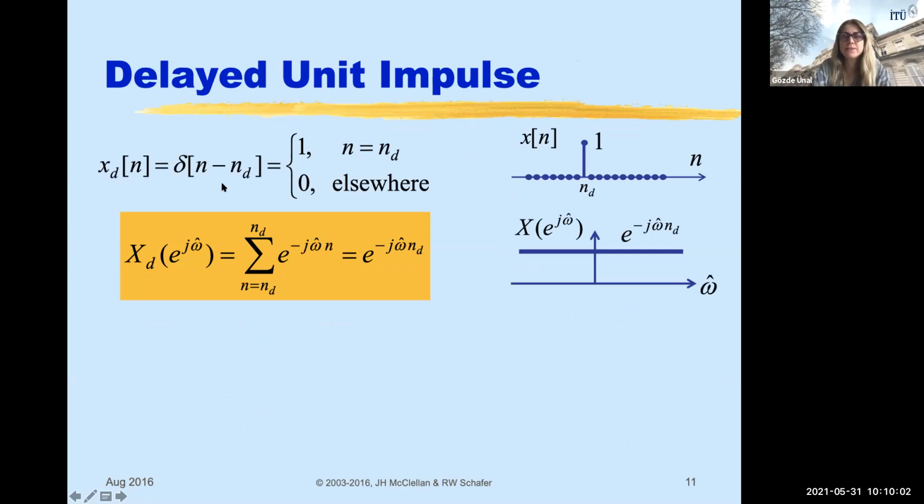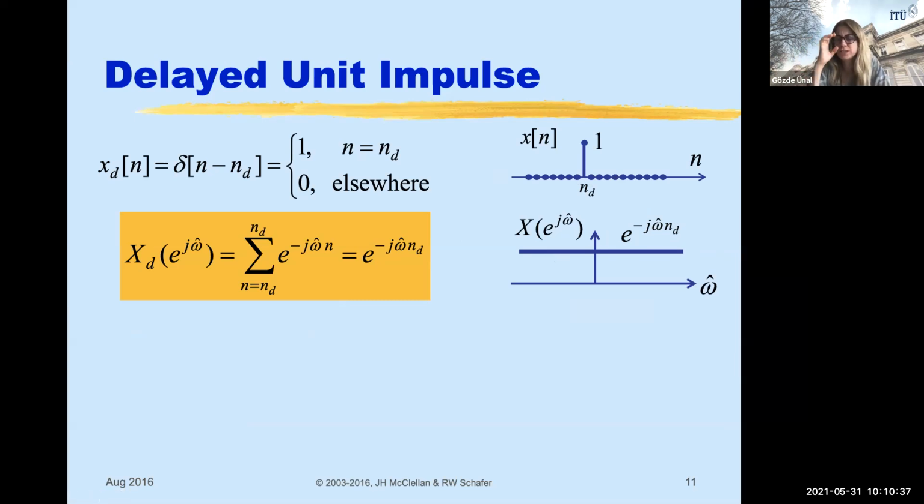Okay? Now shift that unit impulse to n equals nd, a delay. Remember, the Fourier transform magnitude is the same, but now it has a multiplication by a complex exponential, which is e to the minus j omega hat times nd. The time shift comes as a phase shift actually. You see, magnitude is the same, but I introduced a phase shift.